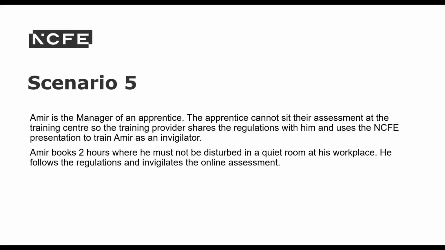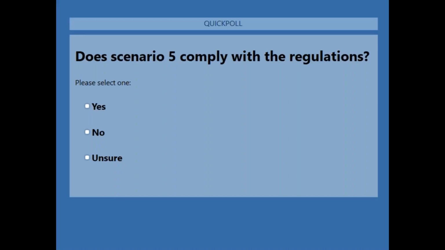So I'll share the poll, and once more, I'm going to read out the scenario while you're voting. So Amir is the manager of an apprentice. He is not related, and the same with the others, they were not related. The apprentice cannot sit their assessment at the training centre, so the training provider shares the regulations with him and uses the NCFE presentation to train Amir as an invigilator. Amir books 2 hours where he must not be disturbed in a quiet room at his workplace. He follows the regulations and invigilates the online assessments. Does this comply with the regulations?